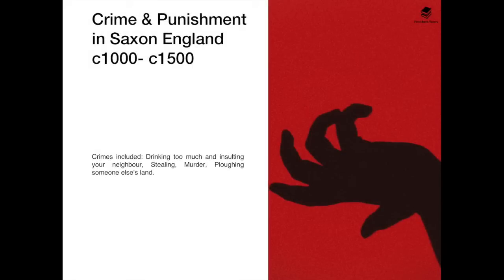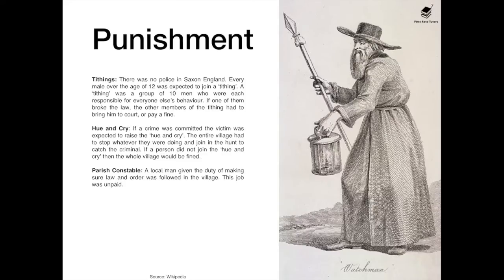Beginning with crime and punishment in Saxon England. Crimes included drinking too much and insulting your neighbour, stealing, murder, and ploughing someone else's land. Punishments included tithings. There was no police in Saxon England. Every male over the age of 12 was expected to join a tithing. A tithing was a group of 10 men who were each responsible for everyone else's behaviour.